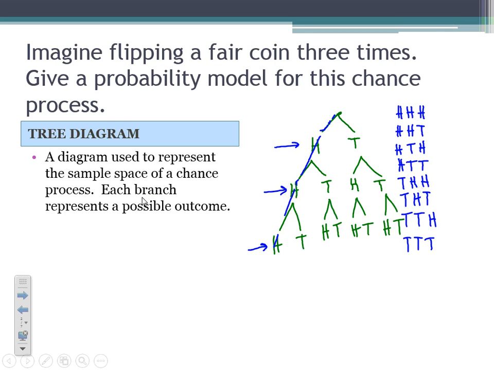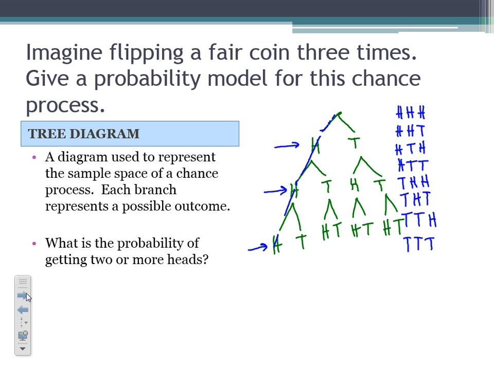Once we have a tree diagram and we have the sample space drawn out, it's very easy for us to answer probability questions. If we wanted to take this information and answer the question, what is the probability of getting 2 or more heads? Well, it's really easy now. We know from a probability setting, I've got 8 different outcomes, so my probability will be out of 8. And I just want to see how many of these have 2 or more heads.